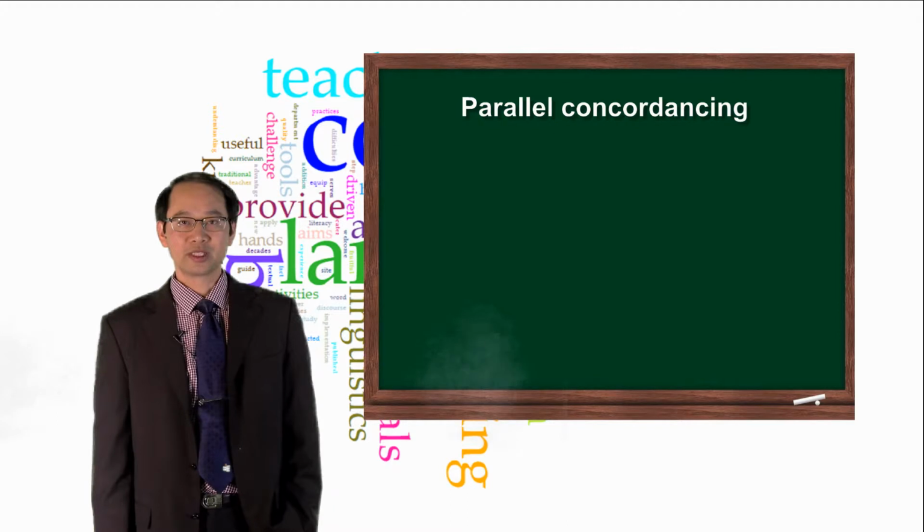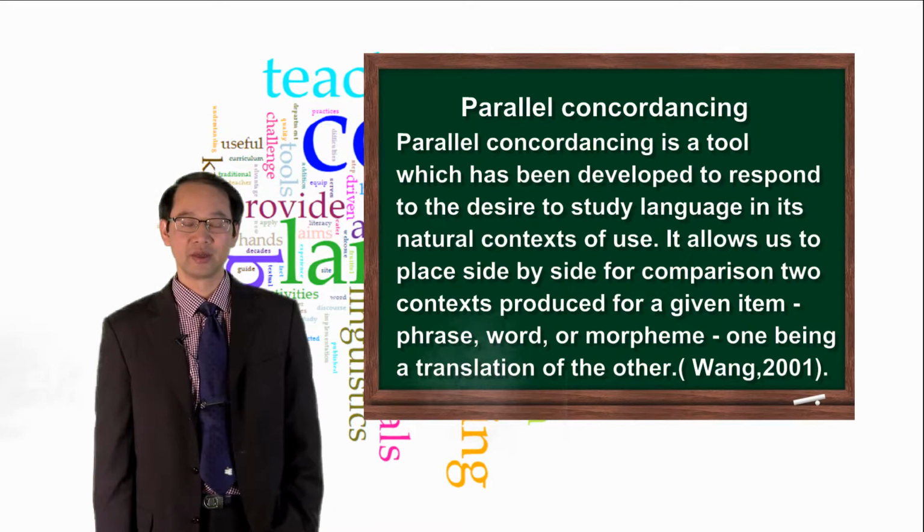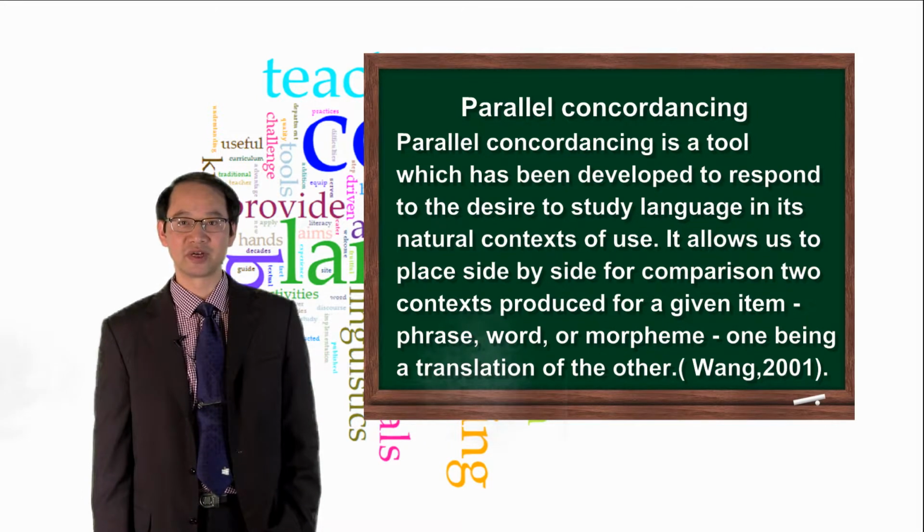So, what is parallel concordancing? Well, parallel concordancing is a tool which has been developed to respond to the desire to study language in its natural context of use. It allows us to place side by side for comparison two contexts produced for a given item, phrase, word, or morpheme, one being a translation of the other.